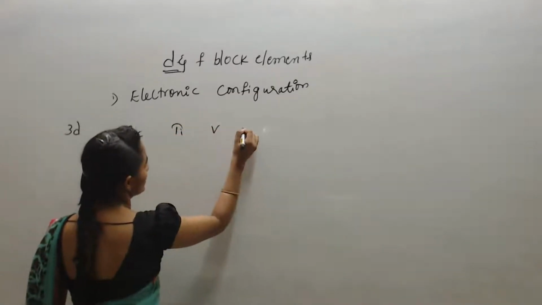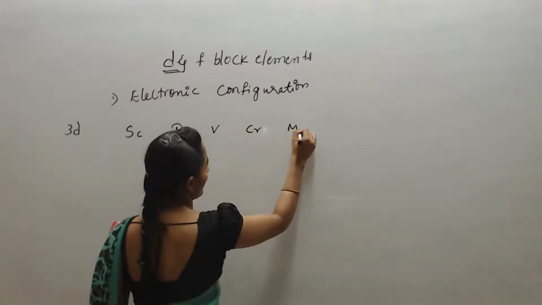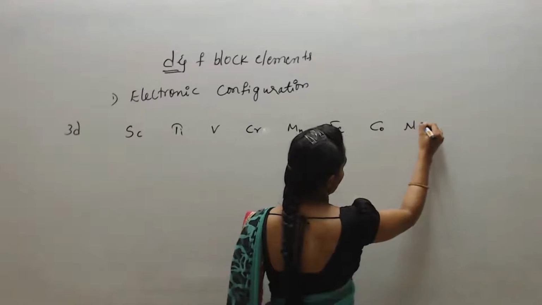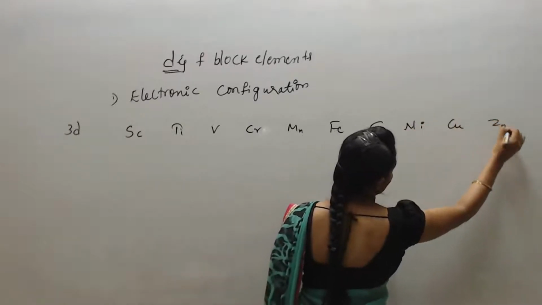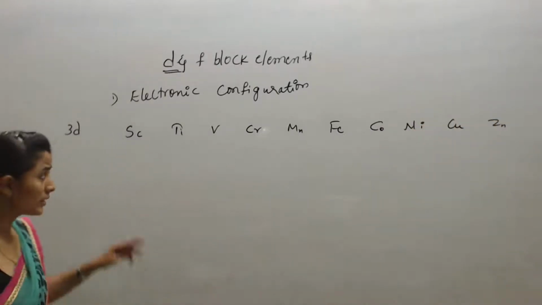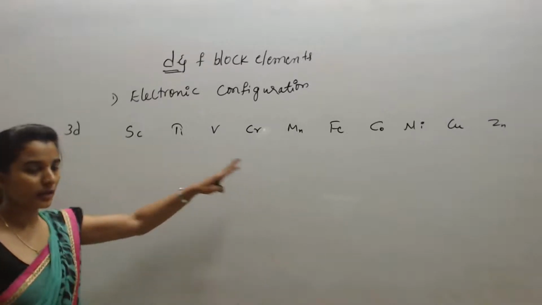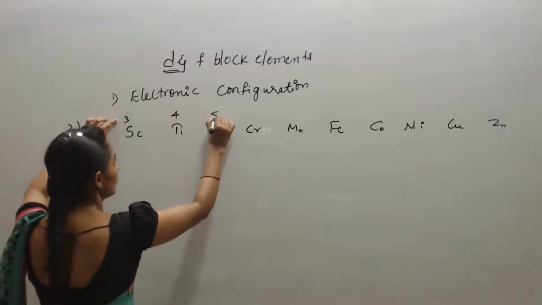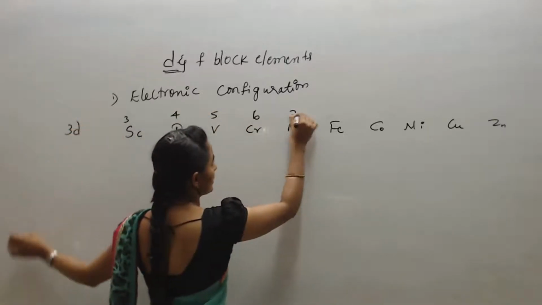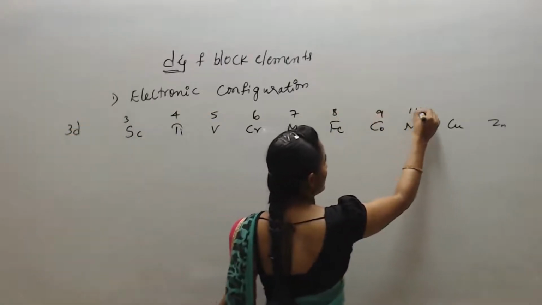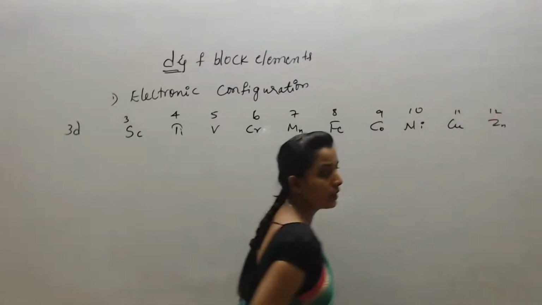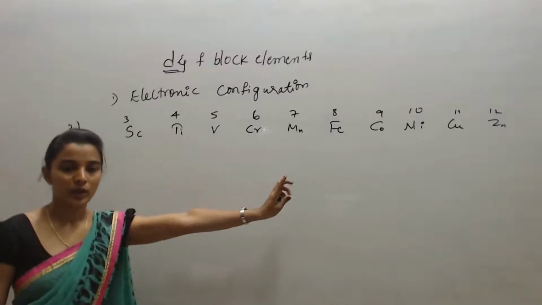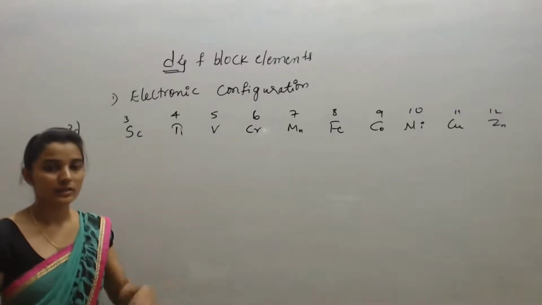Titanium, vanadium, chromium, manganese, iron, cobalt, nickel, copper, zinc. Okay, students, so total 10. I told you this is the third group, fourth, fifth, sixth, 7, 8, 9, 10, 11, 12. The d block elements start from group 3 and end with group 12. Total 10 elements are there.